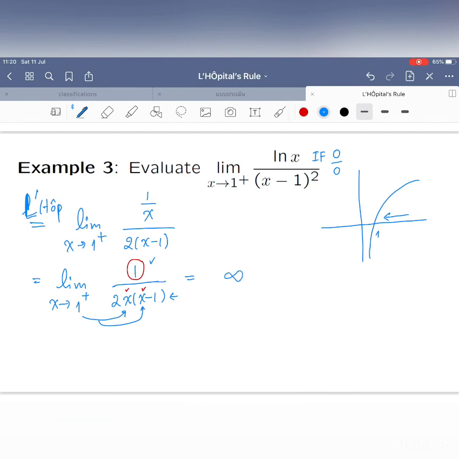So it goes to infinity. And we know that this infinity is a positive infinity because now your x is greater than 1. So it means that your x minus 1 is greater than 0, so this factor is positive. And of course, this factor is already positive. So you have a positive infinity as your limit of log of x over x minus 1 squared when your x goes to 1 from the right.